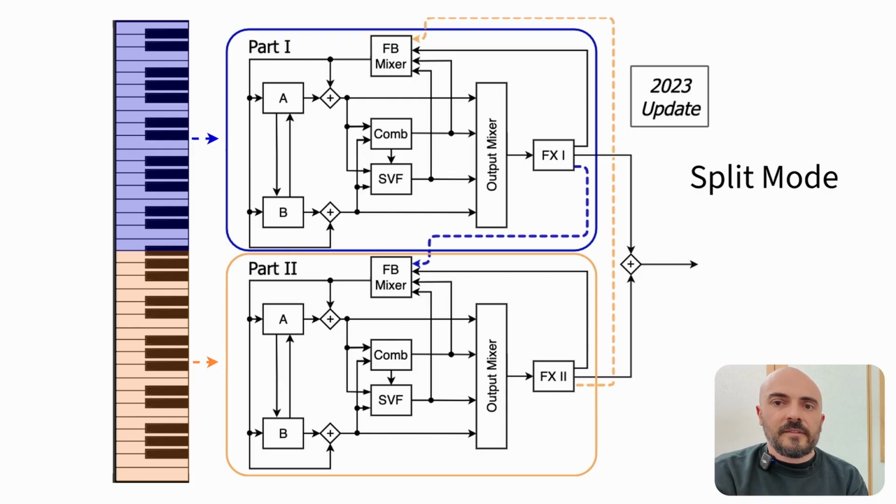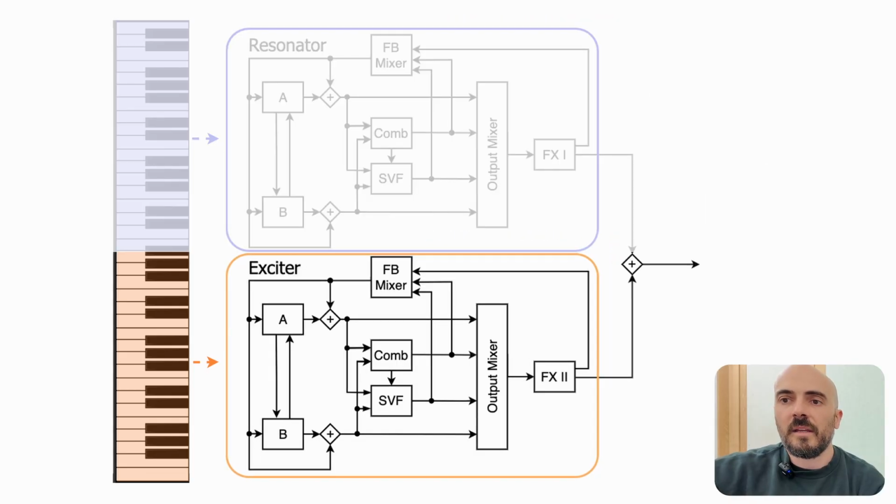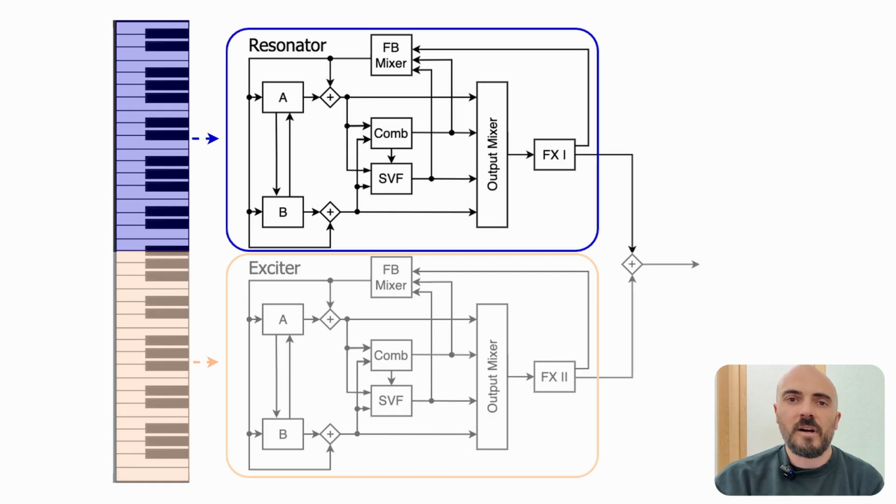Now we can assign different roles to each of the two parts. As a first example, Part 2 as exciter. It generates short percussive impulses or tone bursts, similar to a pluck, by using oscillators and fast envelopes. Part 1 as resonator. It creates the actual tone via the oscillations of the comb filter that occur when it receives an exciter signal while it is set to a high internal feedback.